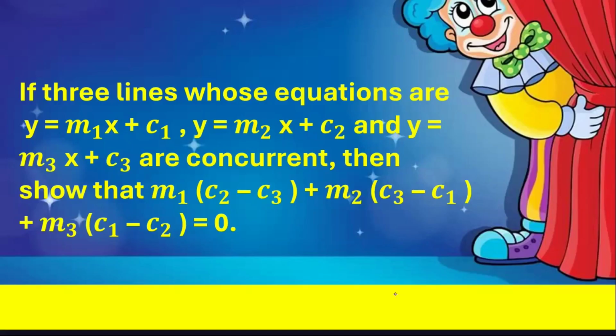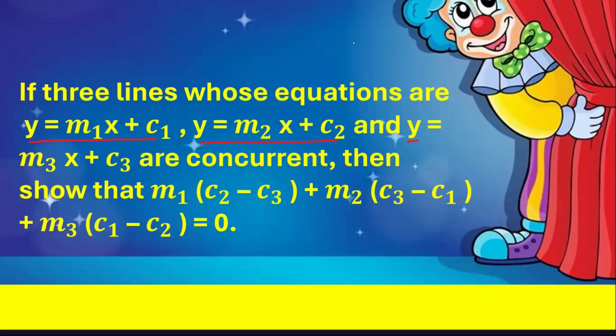If three lines whose equations are this, and this. So there are three lines with equations, and they are concurrent. The first line is this one, the second equation of a line is this one, and the third one is this one, right? And they are concurrent.